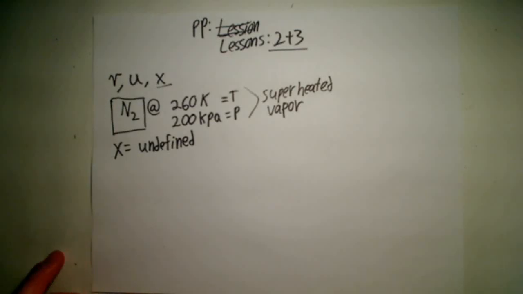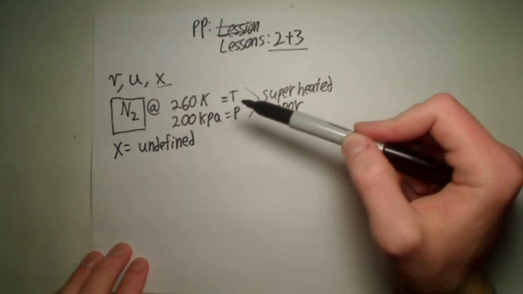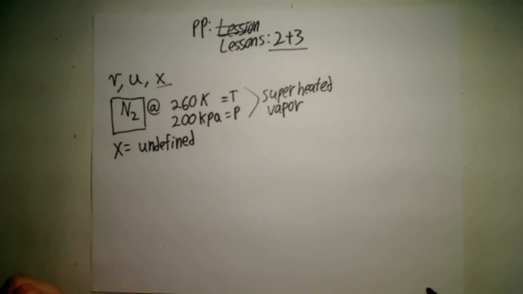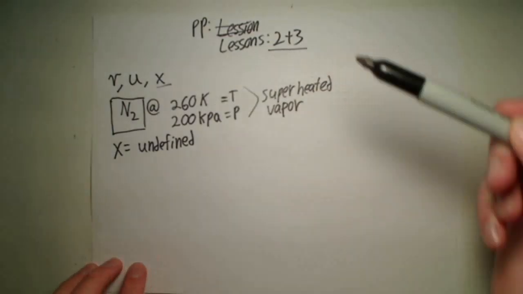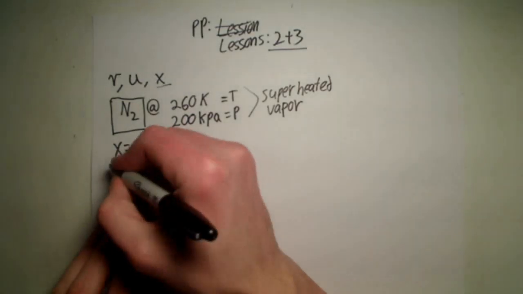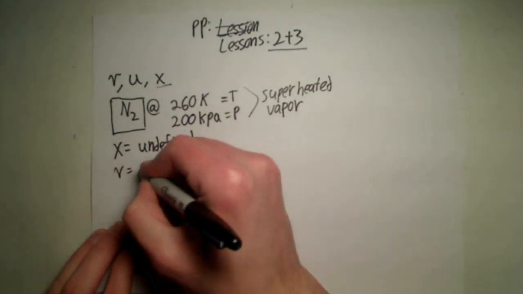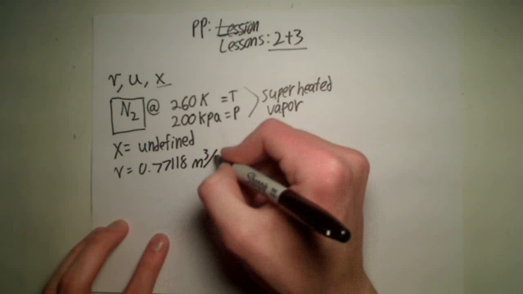Now, internal energy. Alright, so let's open up the table. I can't show it to you on my end, but if you open up the superheated table for ammonia, we're going to be looking at the 200 kilopascal table, or in this case the 0.2 megapascal table for ammonia, and look up the 260 Kelvin entry. And if we do that, the specific volume is labeled very nicely at 0.77118 meters cubed per kilogram.